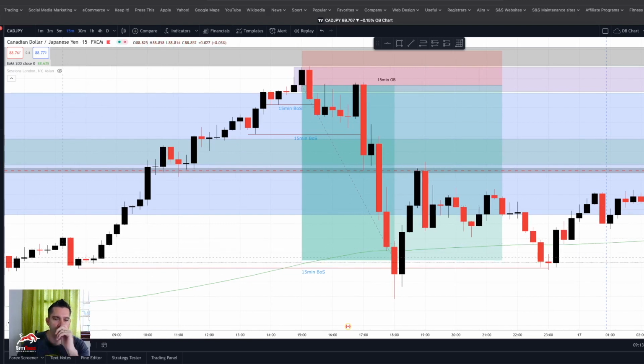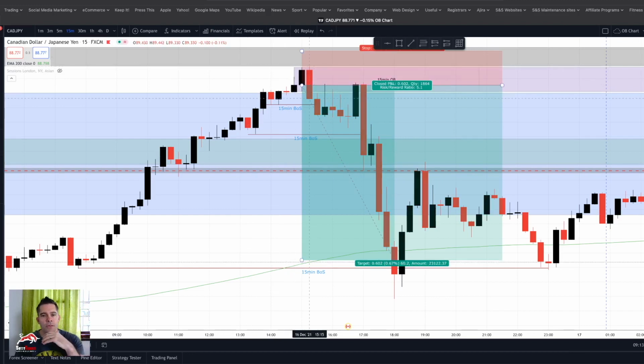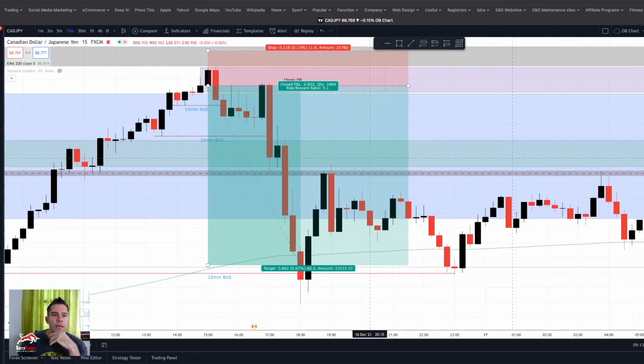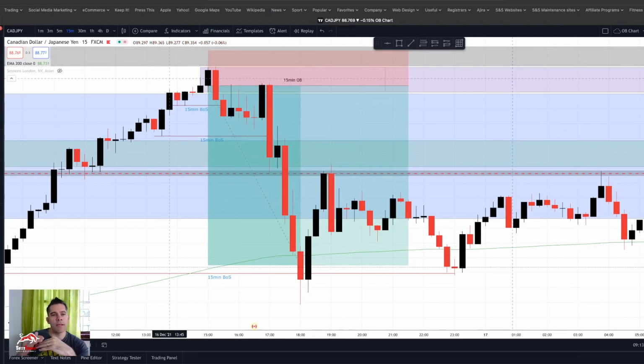Once we broke through here as well, I did mark up this imbalance to the left. I always say, look for that imbalance in or around, because sometimes it is going to push through, it's going to tap, and then it's going to turn. So keep marking up areas as you're pushing higher, just look left. What is the next area that price might be wanting to go to?